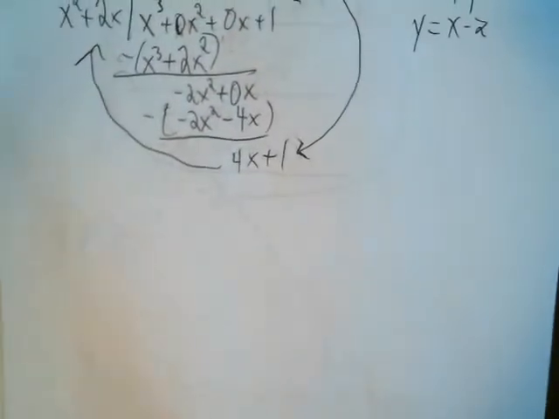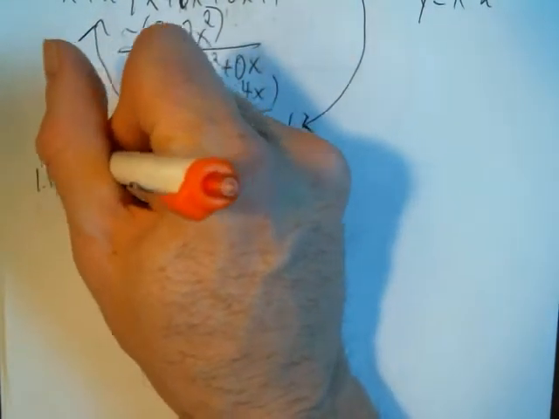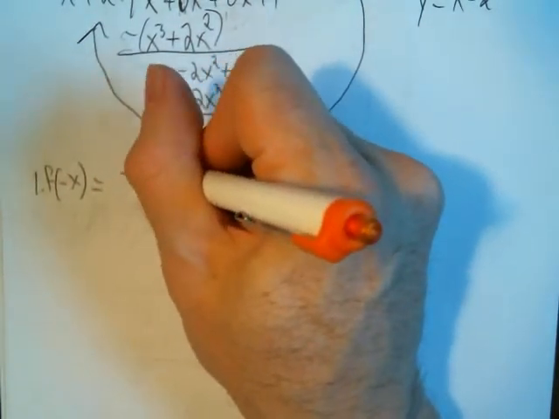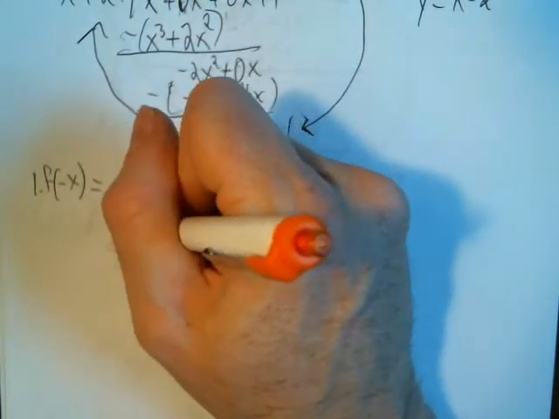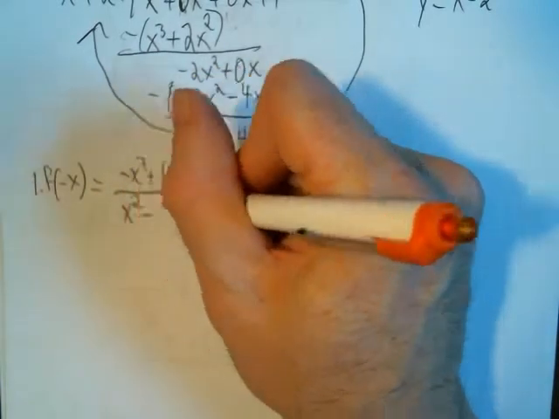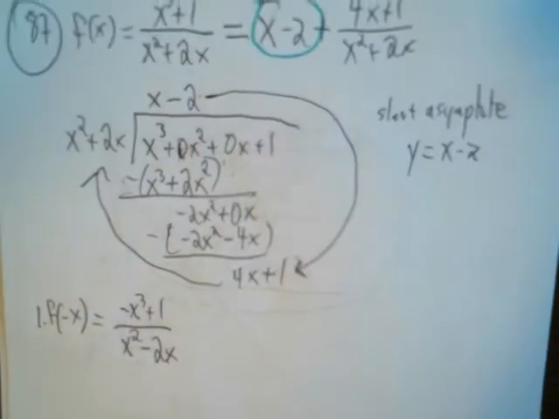We need to go through and do our information. So first, is it odd or even? So plug in negative x into the original. You end up with negative x cubed plus 1 all over negative x squared, which is just x squared. And then minus 2x. So 2 times negative x is minus 2x.